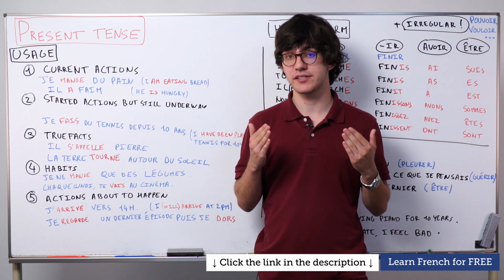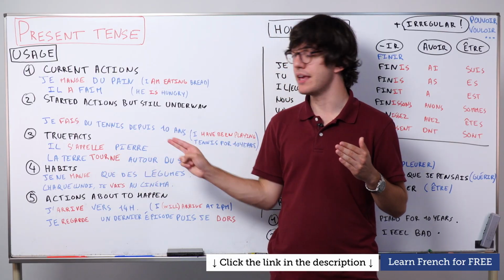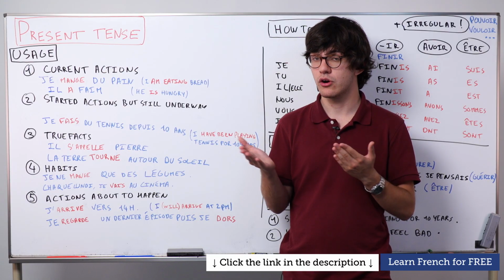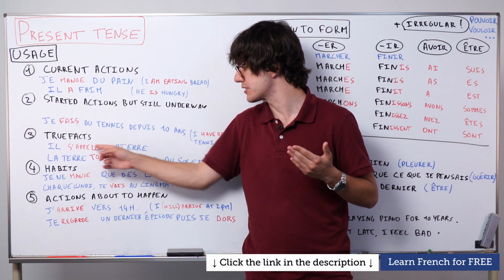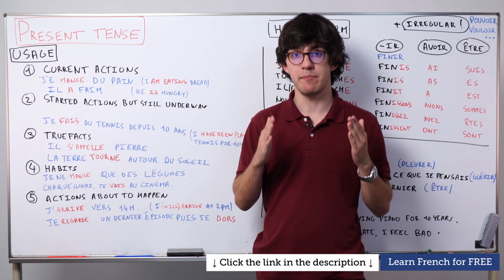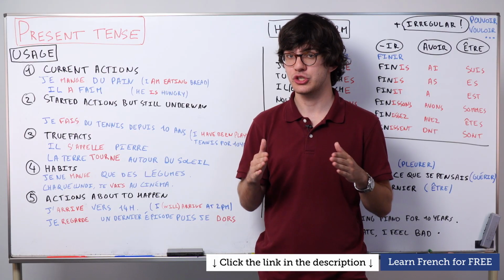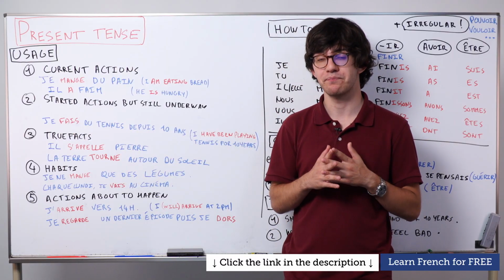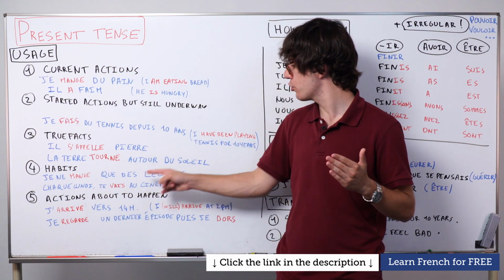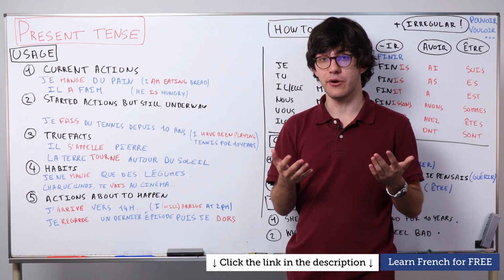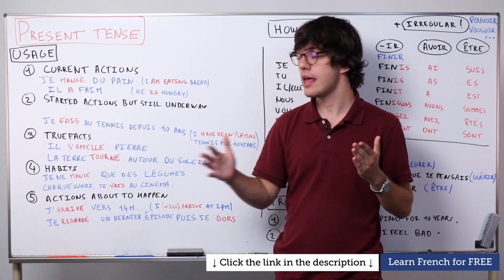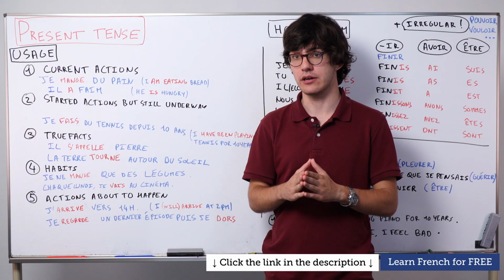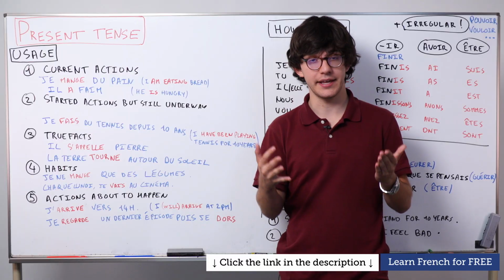Then you've got true facts. Il s'appelle Pierre. So this is my name, Pierre. Il s'appelle Pierre. His name is Pierre. This is a fact that is true, so we use present here. But here is something like a general truth. La Terre tourne autour du Soleil. The Earth revolves around the sun. So this is true, and you need to use present to express that. And in English as well, you use present. So this is similar. For true facts, you use present like in English.